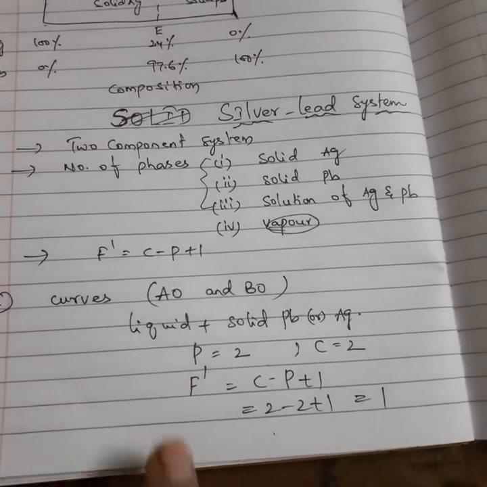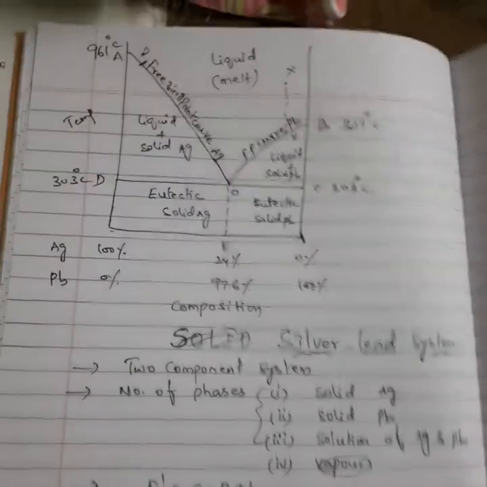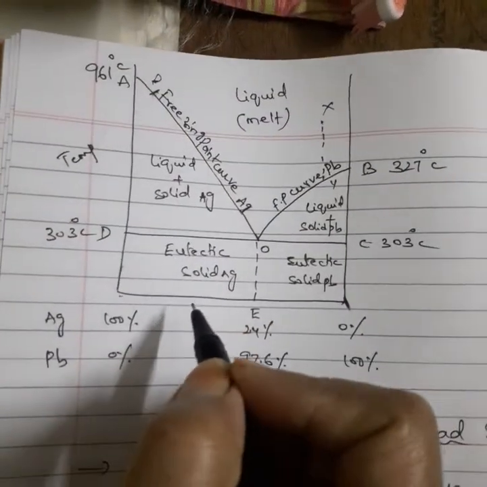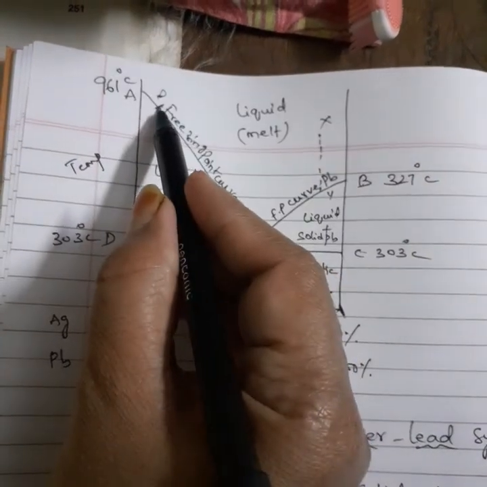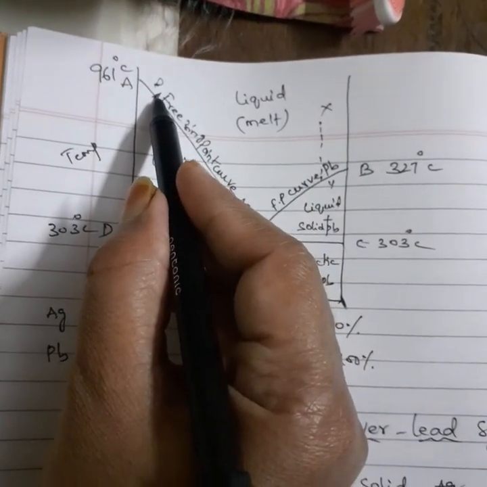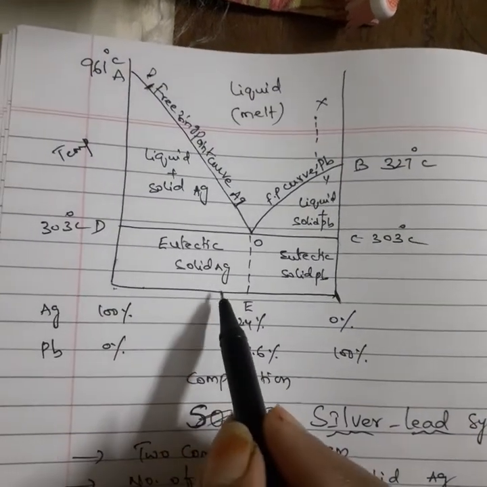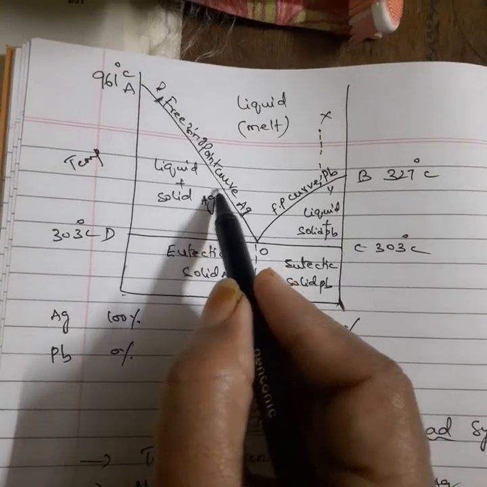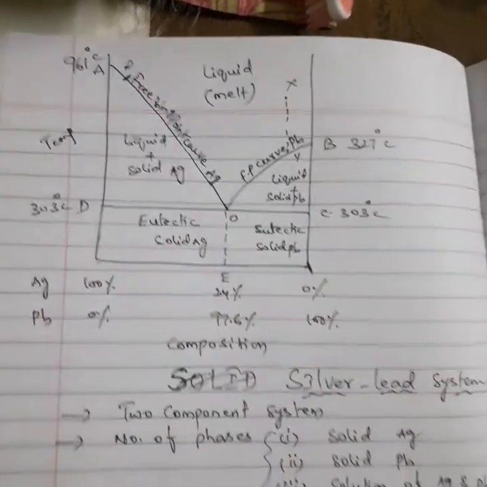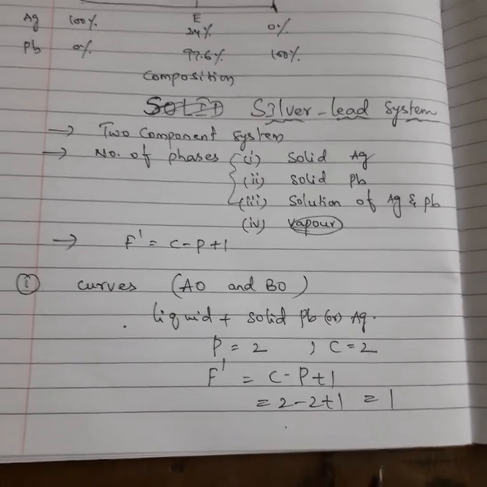So along with these curves, the system is univariant, right? So what is meant by univariant? Suppose if I know the temperature, automatically I know what is the composition. Or if you know the composition, then if you go like this, automatically we can guess what is the temperature. So along with these curves, the system is univariant.